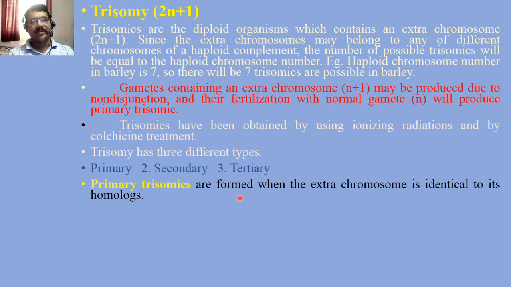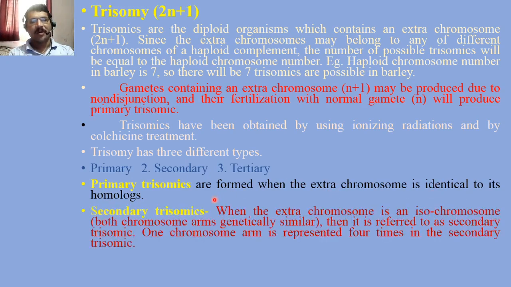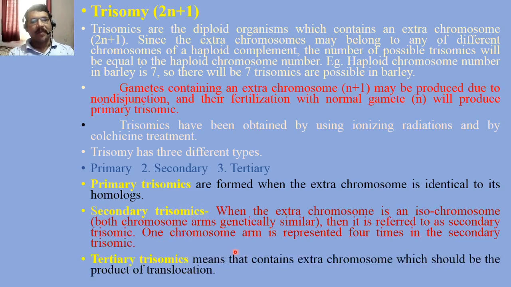Primary trisomics are the organisms formed when the extra chromosome is identical to its homologue. Secondary trisomics: when the extra chromosome is an isochromosome, that is both chromosome arms are genetically similar, then it is referred to as secondary trisomics. One chromosome arm is represented 4 times in the secondary trisomics. Tertiary trisomics contain an extra chromosome which is the product of translocation.